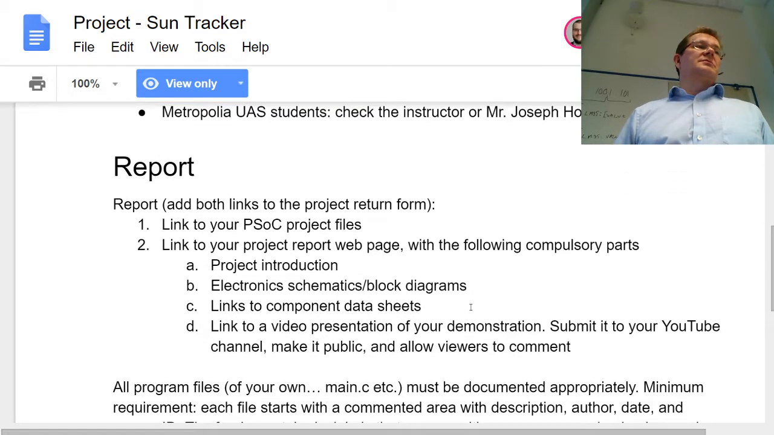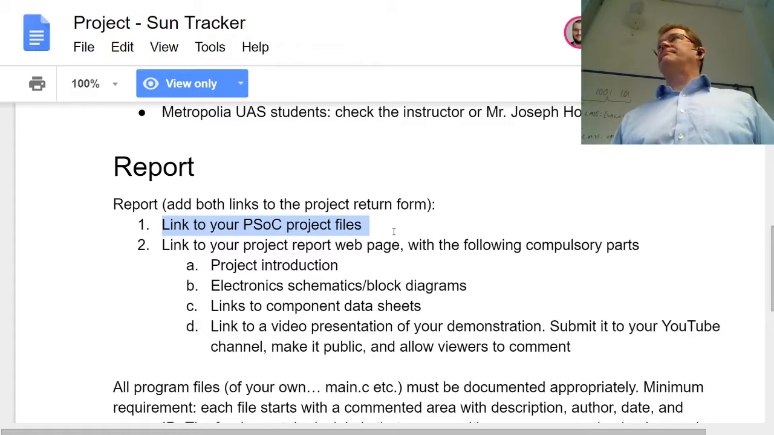Report. As usual, the PSoC project files, and then a web page. Have you done web pages? Okay, I'll show you the quick way of making web pages.